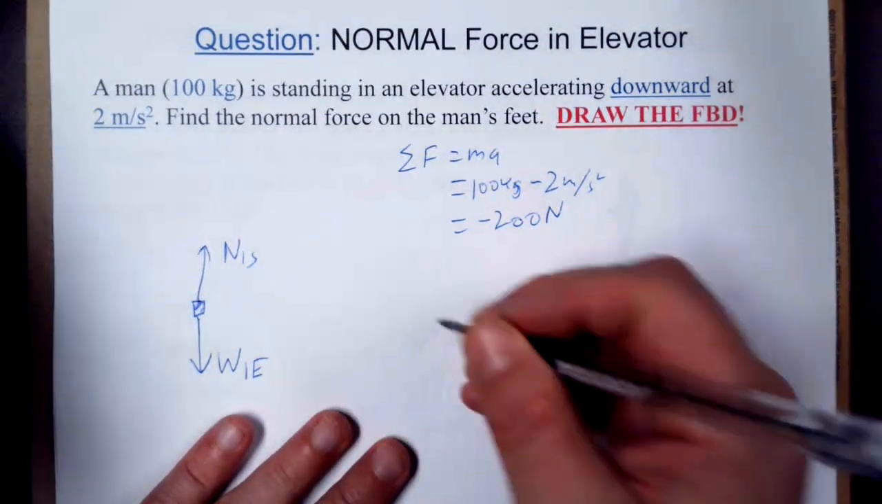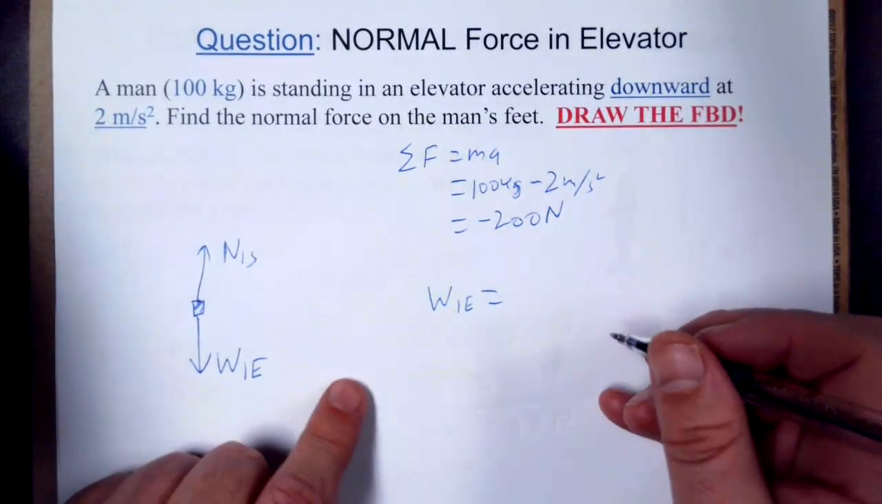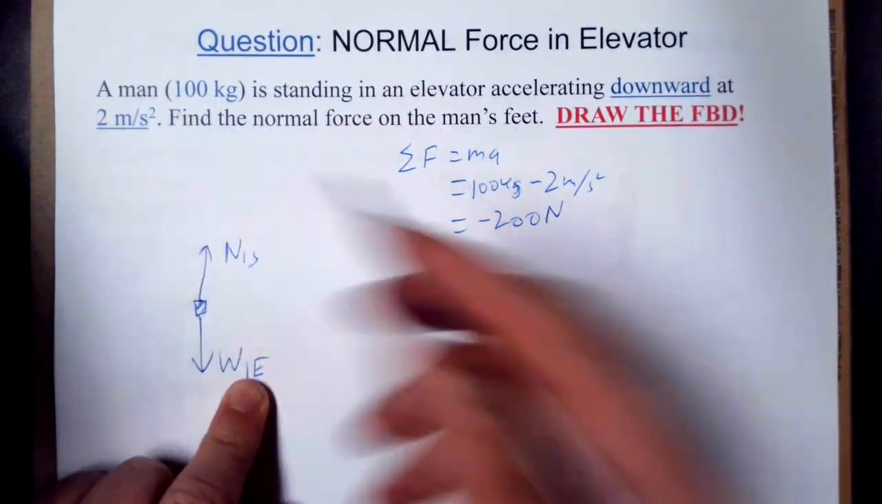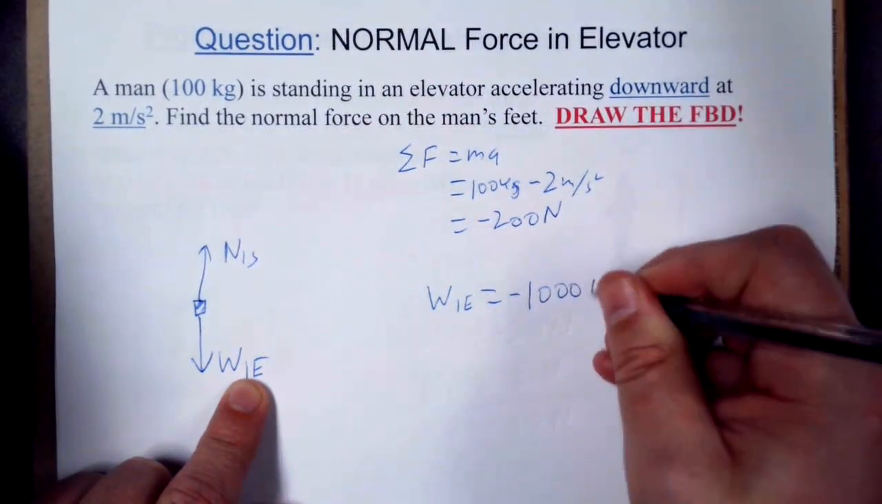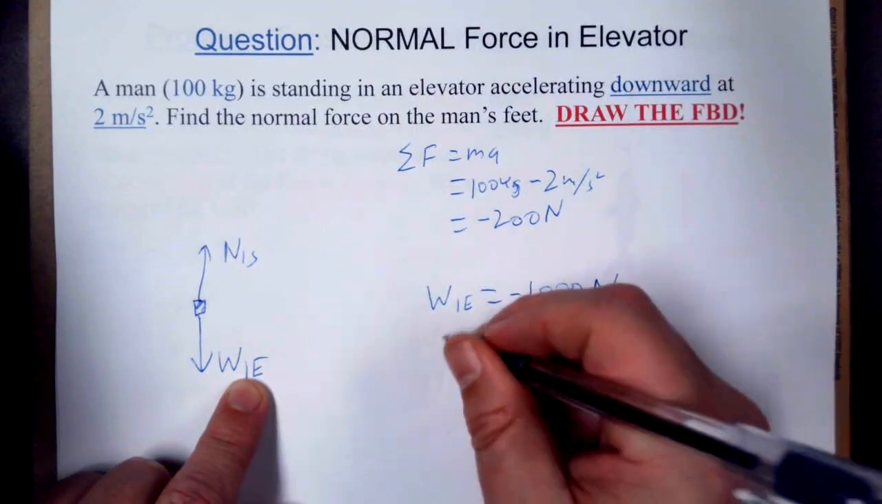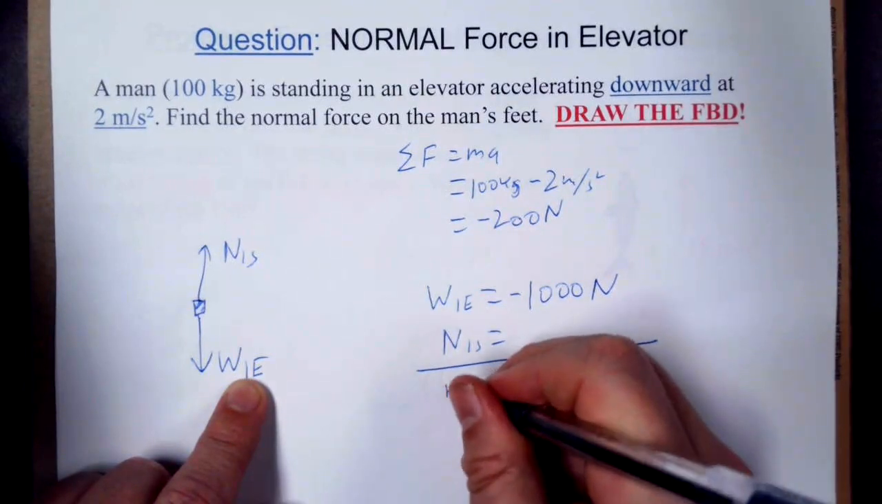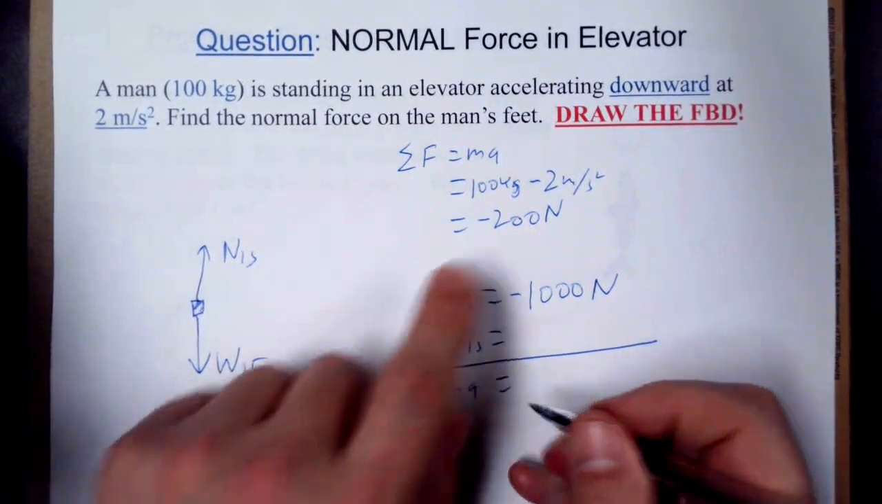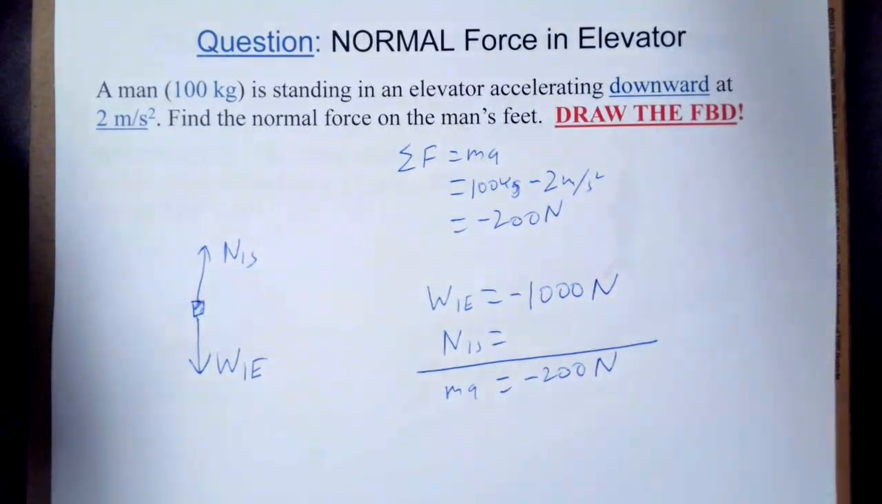Okay, so let's finish this off the way we did it before. Our weight force here, so the man is 100 kilograms, so times 10 is 1,000. That means the weight force is pointing down, so it's negative 1,000 newtons. The normal force, we don't know the value of quite yet. Mass times acceleration, we just found. This is negative 200 newtons. So we need to solve for the normal force.